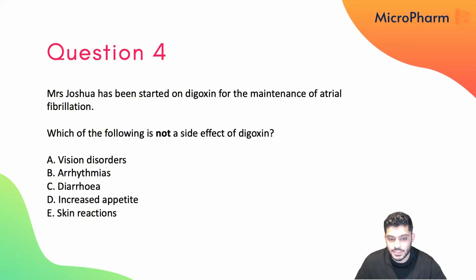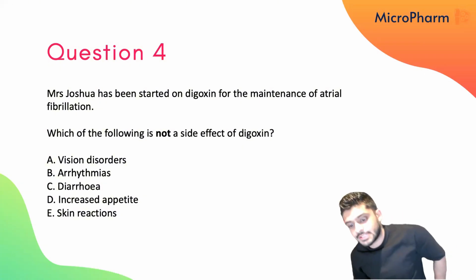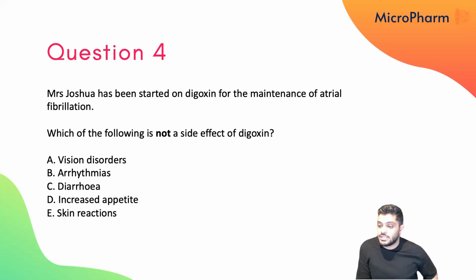Okay, 70% of you have answered so far. The correct answer is D, because it can decrease the appetite. Decreasing the appetite is a rare side effect. I wouldn't expect you to know that from the top of your head, but I would expect you to have an understanding that digoxin can cause vision disorders and can cause arrhythmias. Often it can cause diarrhea, and it can also cause skin reactions.